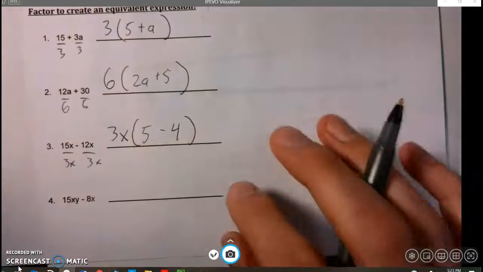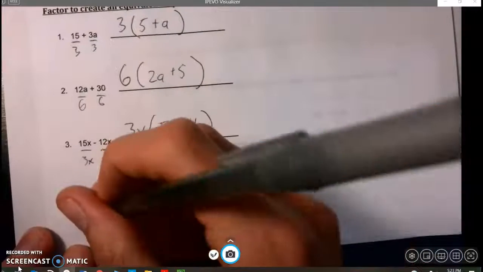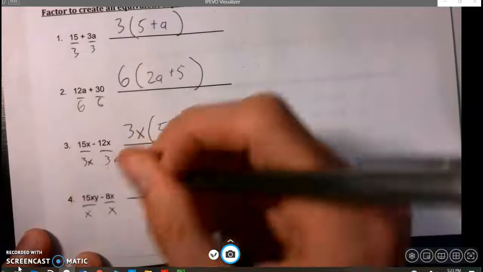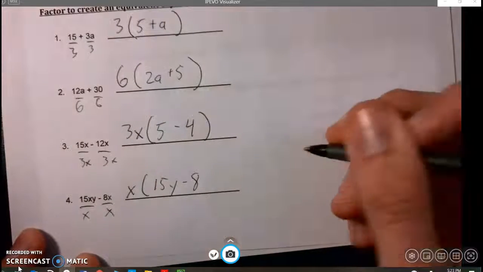15 and 8, those coefficients actually do not share any factors together, but they both have an x. So x is the GCF. This would be 15y minus 8.